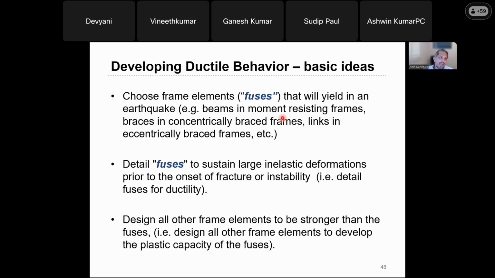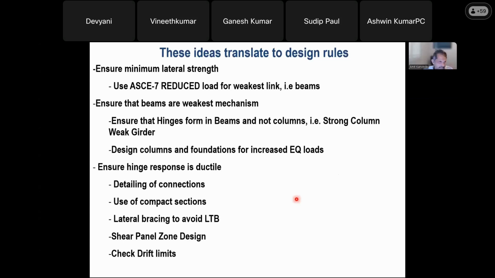Okay, so going back to the principles, choose the frame elements. In this case, it's going to be beams. Detail those beams to sustain large inelastic deformations, and then design all the other frame elements to be stronger than the fuses. Okay, so those are the principles, but how do we actually translate these principles or ideas into actual design rules?